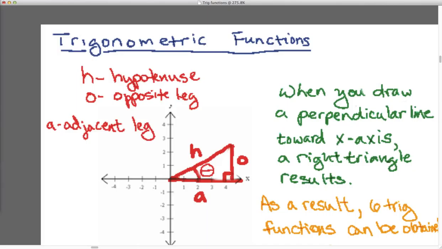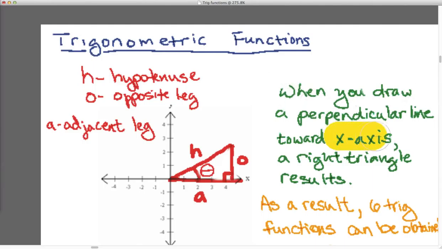Whenever you drop a line to the x-axis, oh, sorry, did it again, didn't I? I keep forgetting that I put layers on here. Let's go back to the canvas.